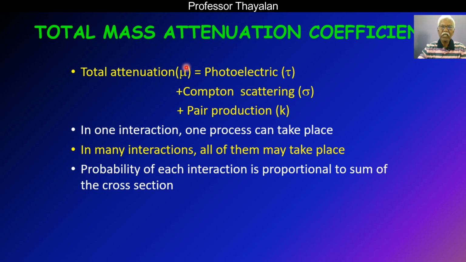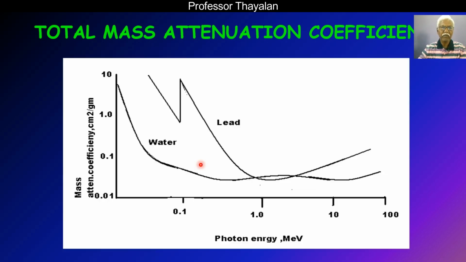So what is the total attenuation coefficient? The total attenuation coefficient is made up of photoelectric, Compton scattering and pair production. In one interaction, one process can take place. In many interactions, all of them may take place. The probability of each interaction is proportional to the sum of the cross sections. Let us see the plot.